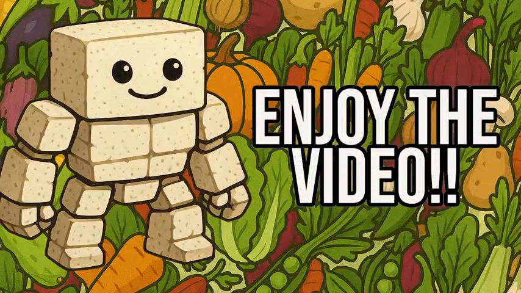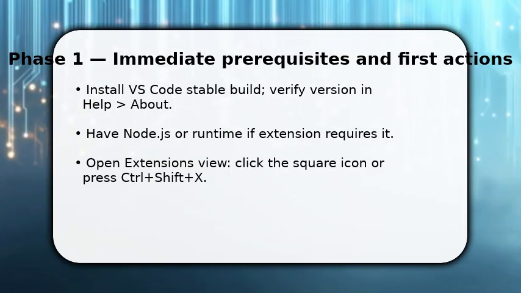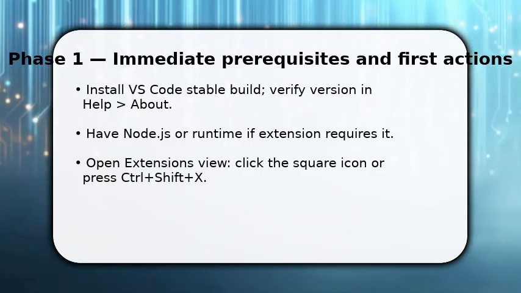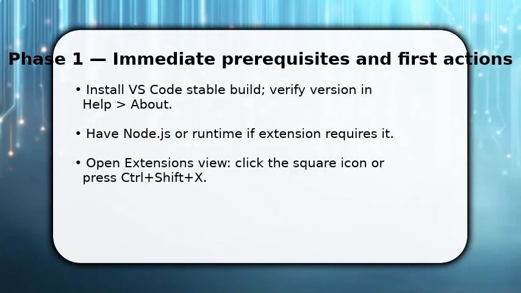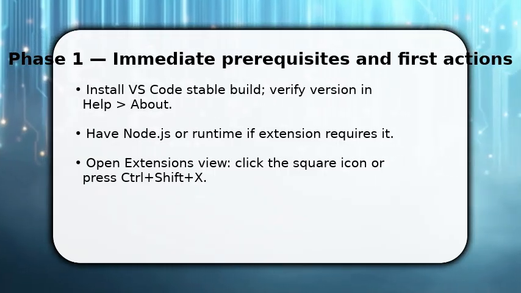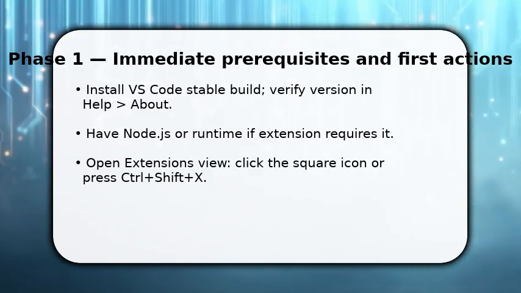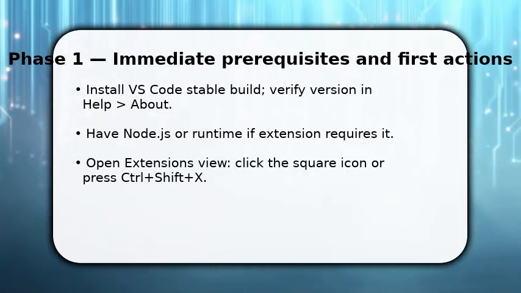Please enjoy the video. You start with a couple of prerequisites. Make sure VS Code is installed and up to date, and have Node.js if the extension needs a runtime. Once that's ready, open VS Code and go straight to the extensions view by clicking the square icon or pressing Ctrl+Shift+X. This is the first actionable step because you need the marketplace visible.